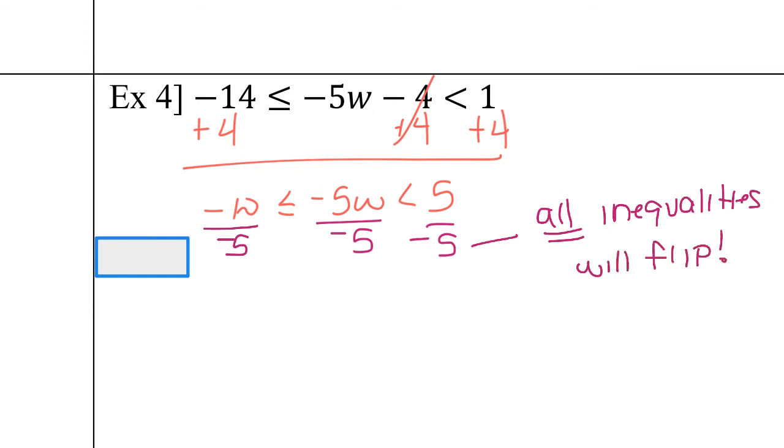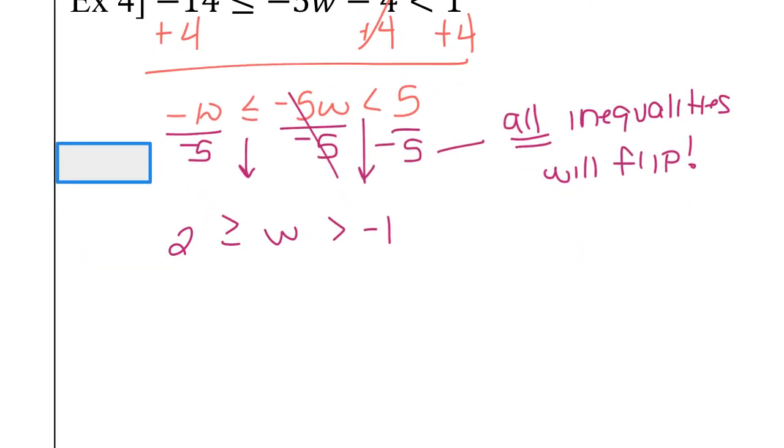So negative 10 over negative 5 is a 2. This inequality is going to become a greater than or equal to, with w in the middle. This inequality changes to a greater than, and 5 over negative 5 makes negative 1. Now, yes, w is alone, it's isolated, so we're halfway done.